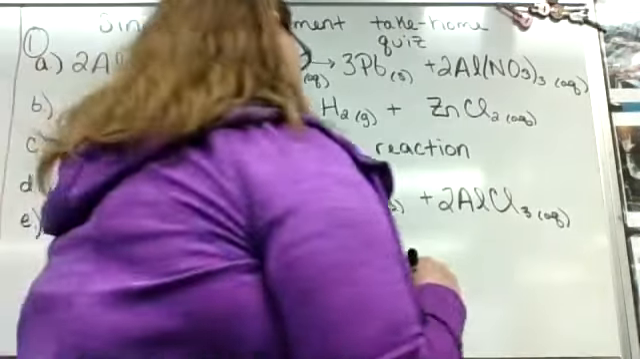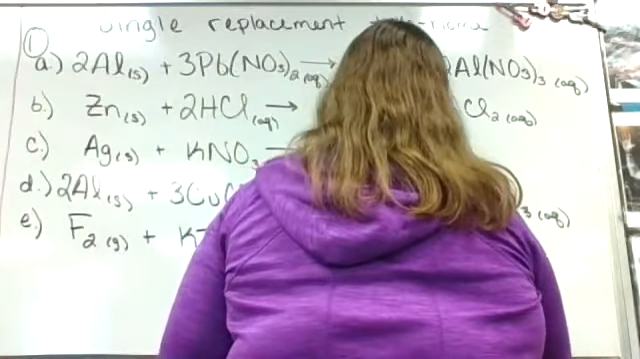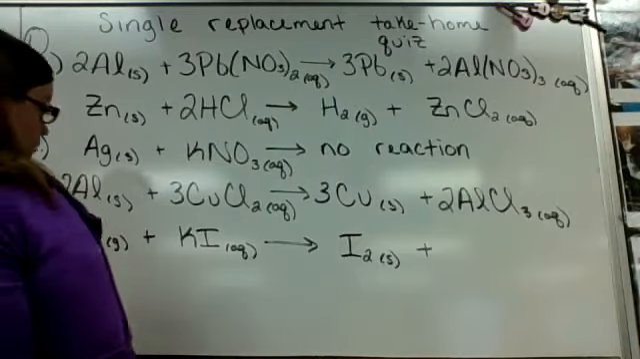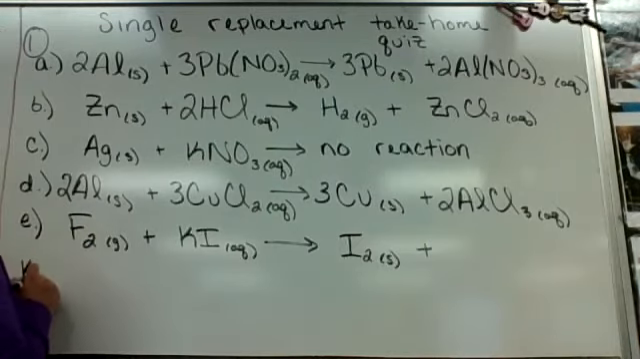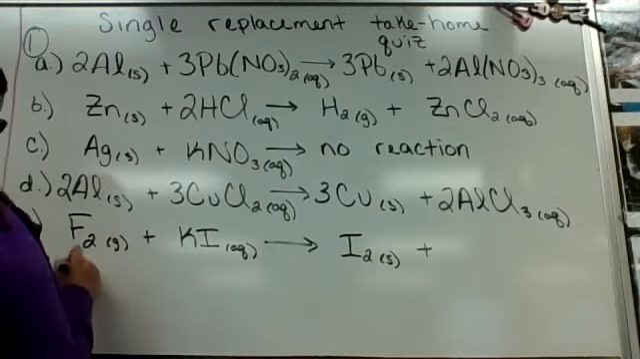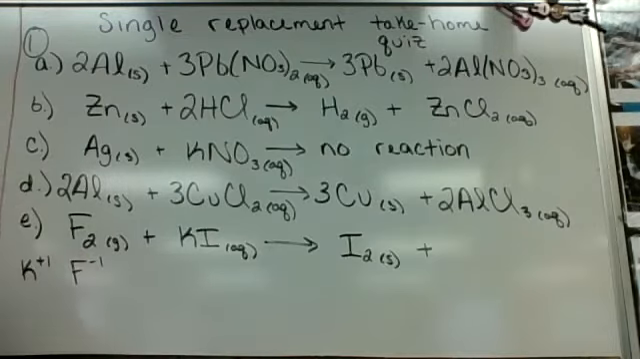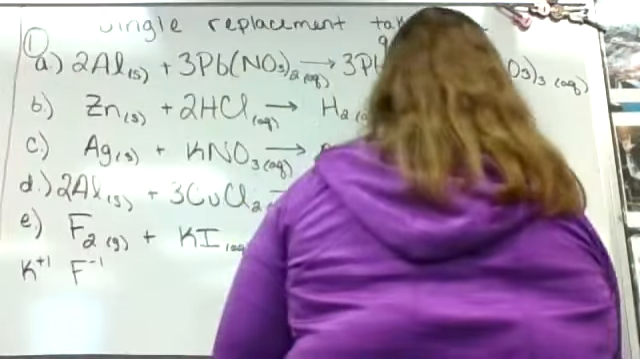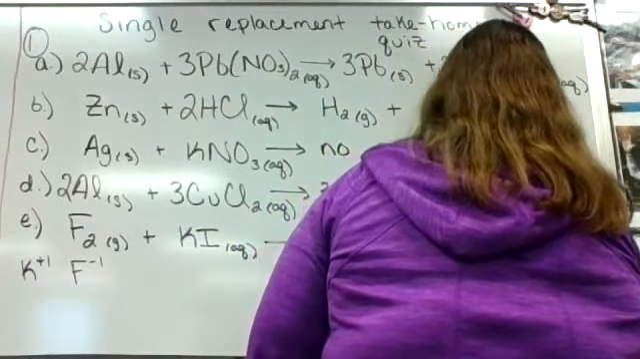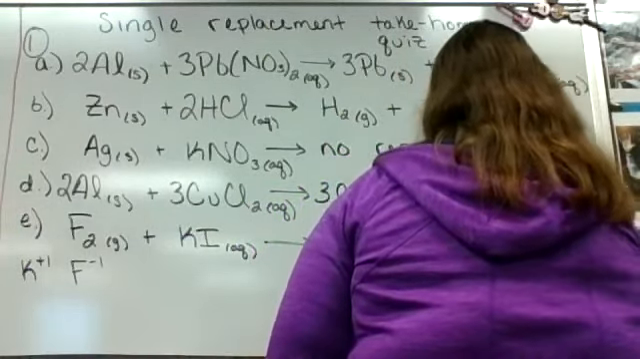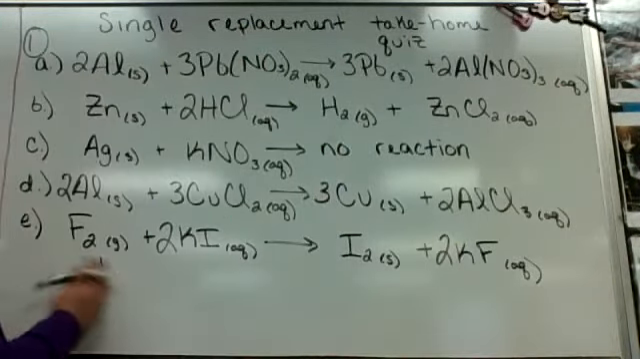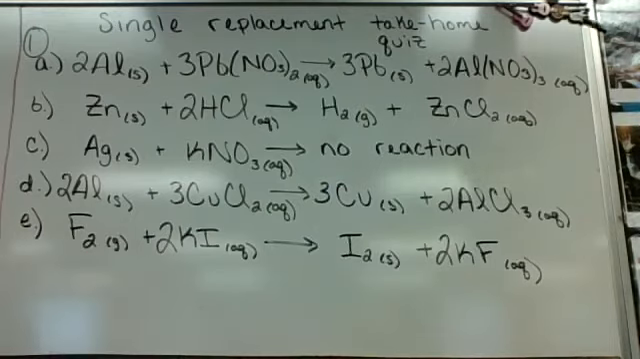And then we have to worry about charges. Now, it's in reverse order. Okay, you have to put the cation first. So K +1 with F -1. So what's the formula with K +1 and F -1? KF. Aqueous. Balance this. And there you go.